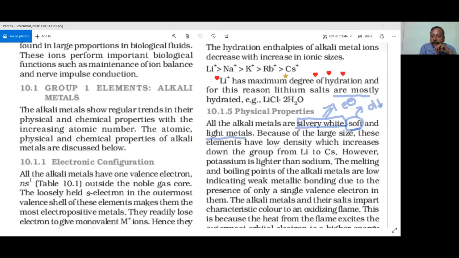Low density, which increases down the group. So density increases from lithium to cesium. However, there is an exception. This is very, very important.